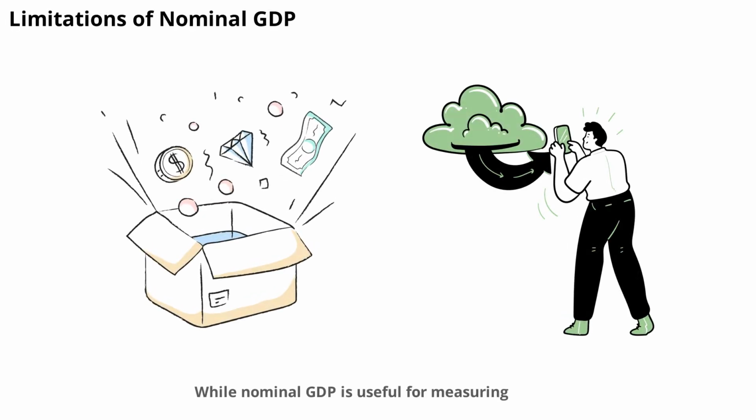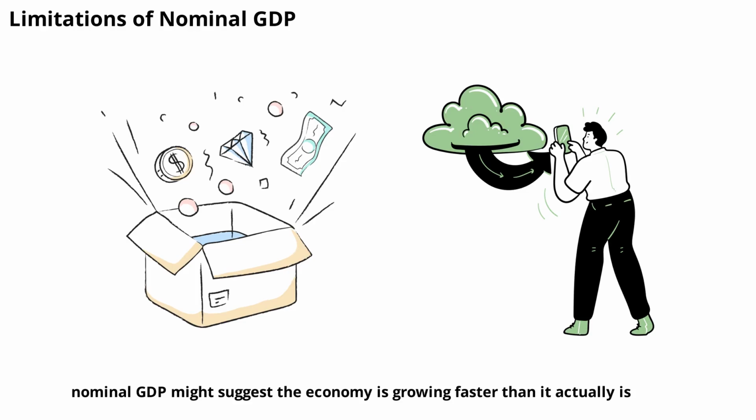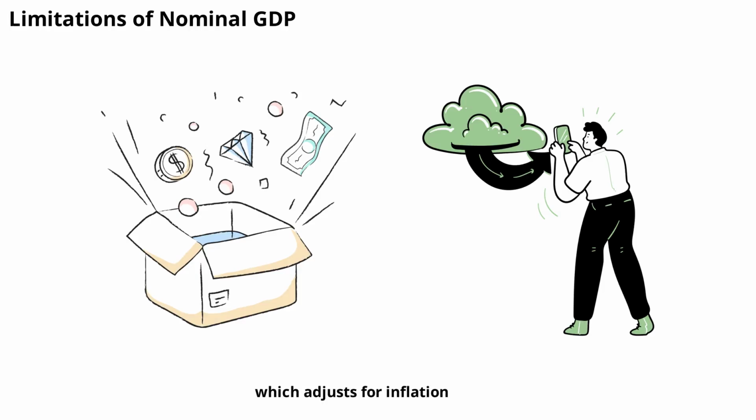While nominal GDP is useful for measuring the value of production at current prices, it has its limitations. The main issue is that it doesn't separate changes in output from changes in prices. This means that if inflation is high, nominal GDP might suggest the economy is growing faster than it actually is. To get a clearer picture of real economic growth, economists use real GDP, which adjusts for inflation.